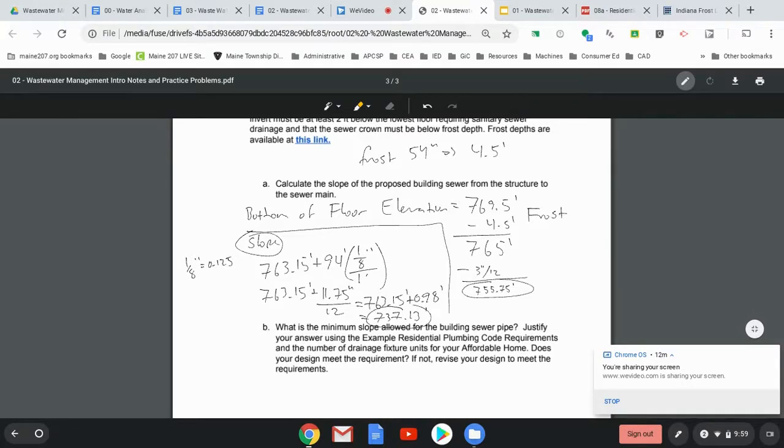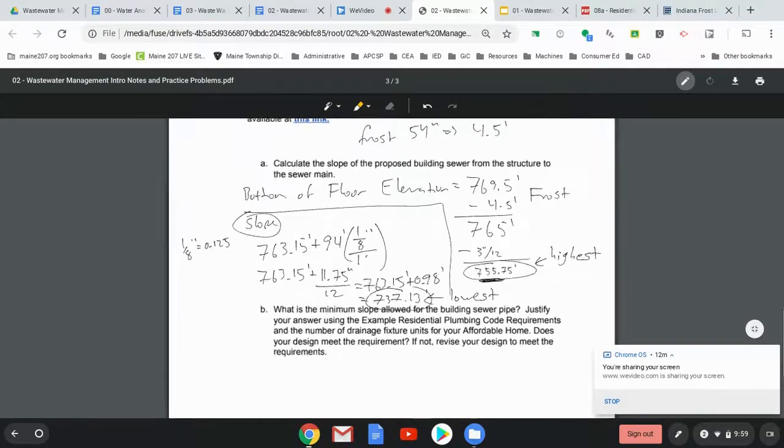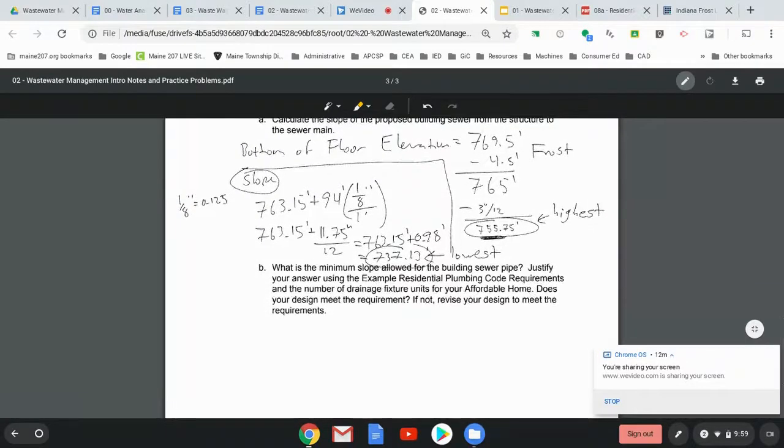So in order to meet frost, the highest my pipe can be is 755.75. To meet the slope, this is the lowest it can be. As long as I'm somewhere in between that, I'm fine. All right, so there we go.